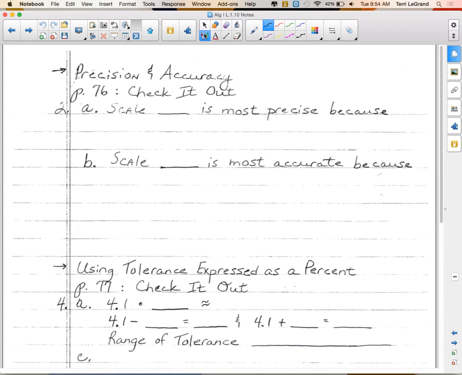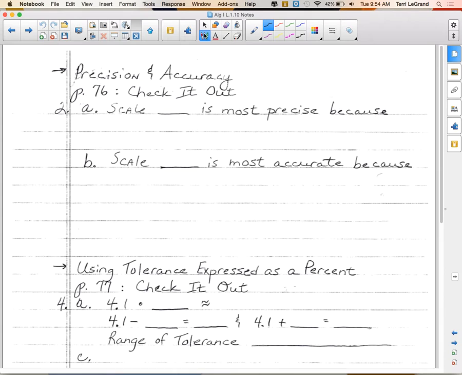Okay, so let's go to page 76, check it out problem number 2. We're going to be practicing both precision and accuracy in this one, just like you did in the homework in number 16. So we have a standard mass of 16 ounces used to test 3 postal scales. The results are shown below. Now first of all, the 16 ounces is like the actual value. It's the one they're testing. They're saying, if the scale is right, it should measure this as 16 ounces.